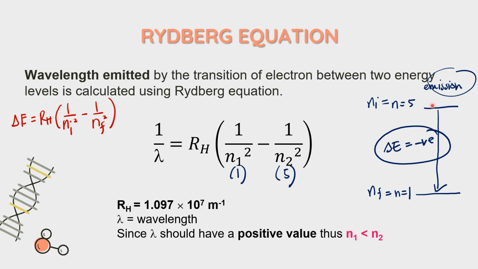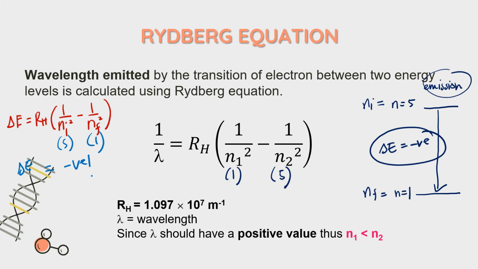But in order to calculate delta E for the same emission process, ni will be the fifth energy level and nf will be the first energy level. This is because we want the value of delta E to be negative. So that is the difference in how we apply the values of n in the Rydberg equation and in delta E for the same electronic transition in the emission process. Since wavelength is a measurement of length, the unit of the Rh constant in the Rydberg equation 1 over lambda is per meter. This is not similar to the value and unit of the Rh constant in delta E, as in delta E we measure energy and the unit must be joule.